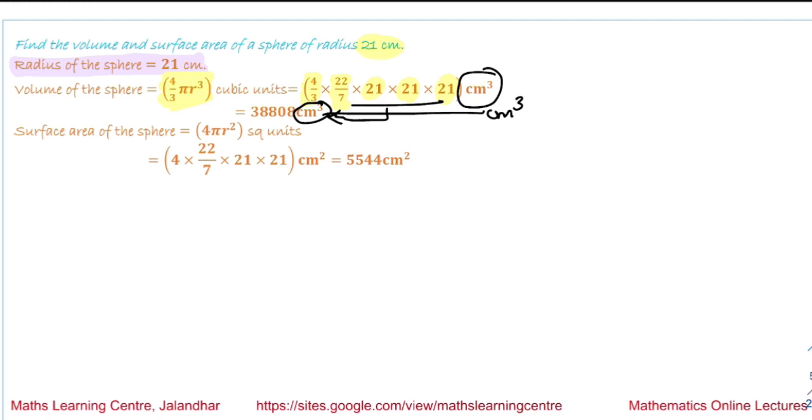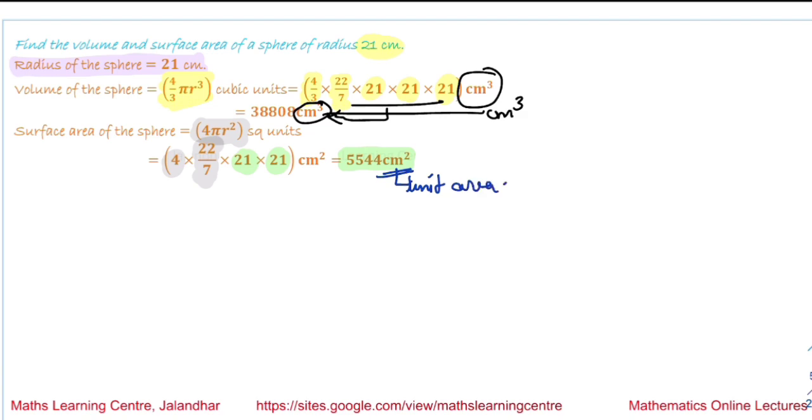Similarly, when we are talking about the surface area of the sphere, the formula is 4 pi r square, so it is 4 into 22 by 7, and r square is 21 into 21. So the final answer that we get is 5544 centimeter square. This is the unit of the area.